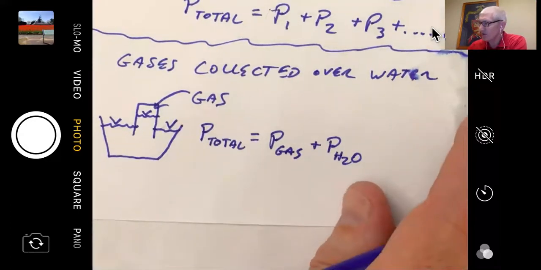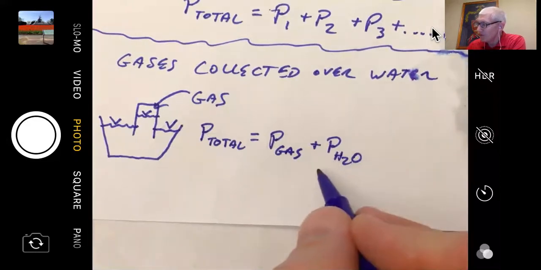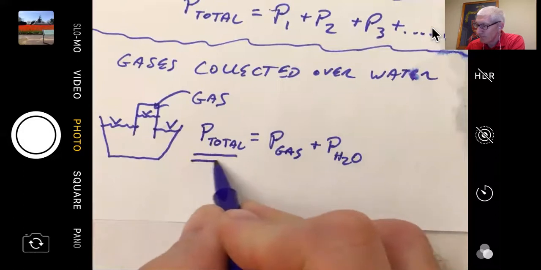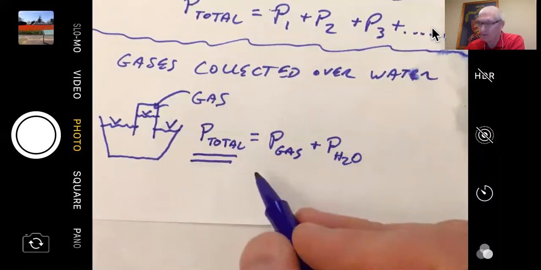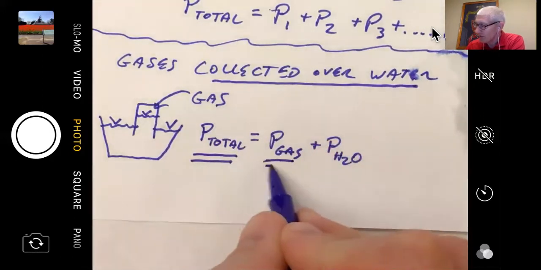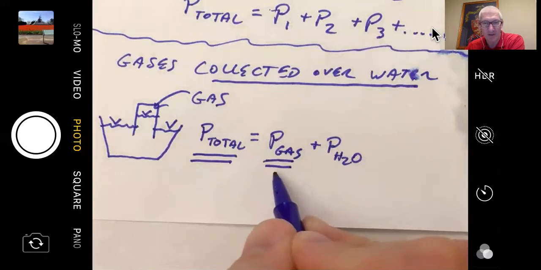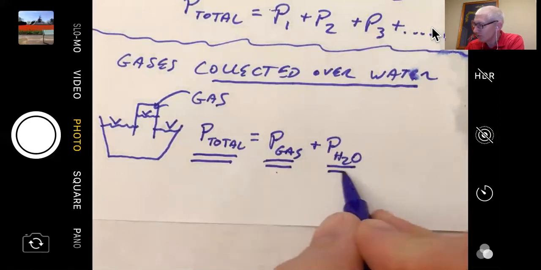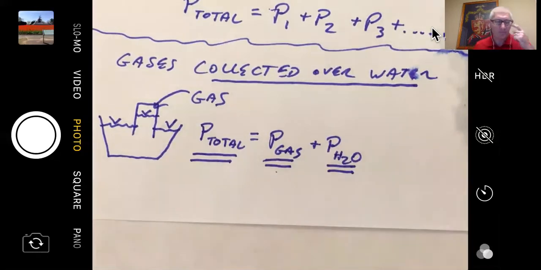So at the end of the day, if you're given a pressure value, you have to recognize that that's a total pressure if it's collected over water. And you have to write this expression. If you actually want to find the pressure of just the gas you're interested in, you have to subtract out the pressure of the water. And what I thought I would do here is pull over the question and the answer for number 4 and 5, because that was the stuff that was the most difficult on the assignment. Let me go ahead and move this.